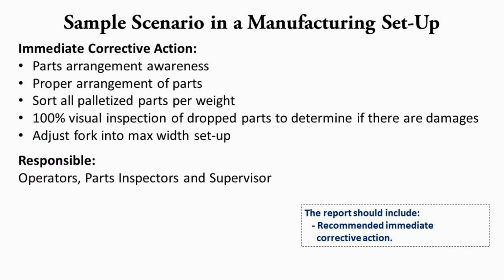Based on the analysis of the collected facts or evidences, the following must be immediate corrective action. First is parts arrangement awareness, proper arrangement of parts, sort all palletized parts per weight, 100% visual inspection of dropped parts to determine if there are damages, adjust fork into max width setup. The responsible person include operators, parts inspectors, and supervisors.